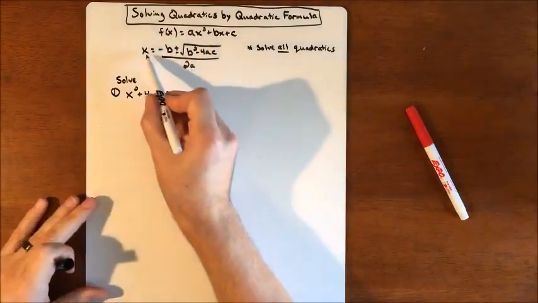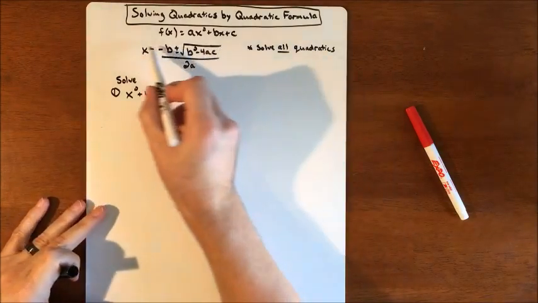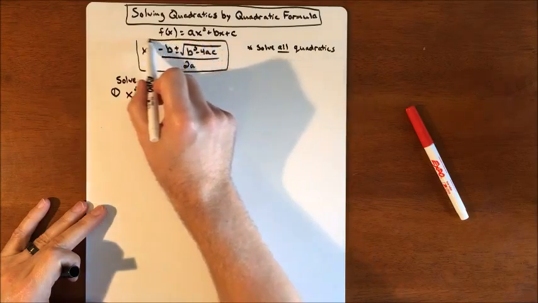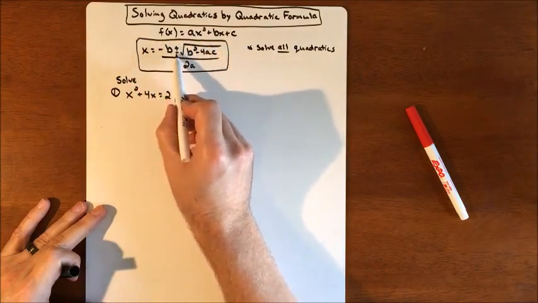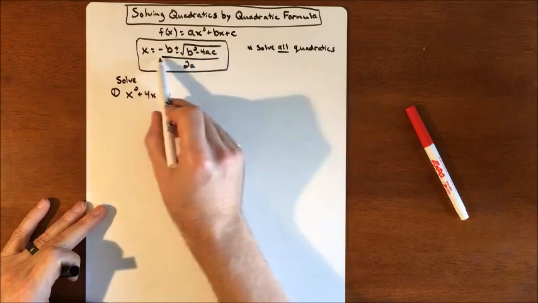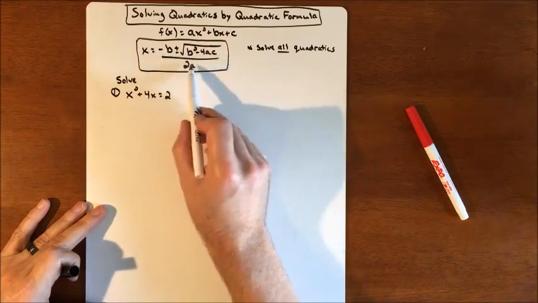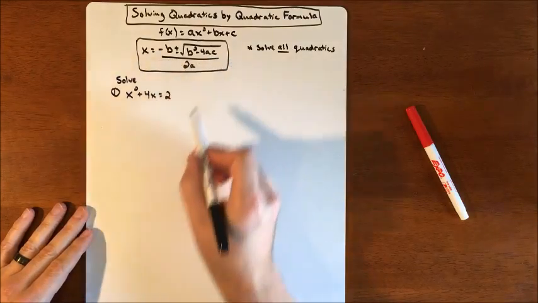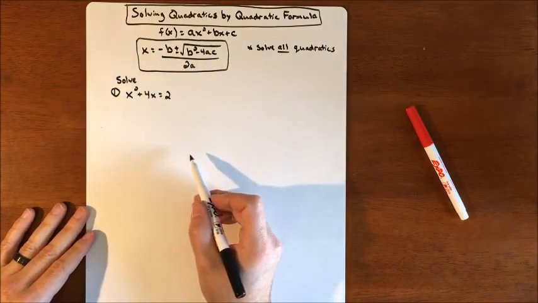It is x equals, because it helps us solve, so we're looking for our x's, x equals negative b plus or minus the square root of b squared minus 4ac, that entire numerator divided by 2a. So don't just divide the square root by 2a, it's the entire piece divided by 2a.